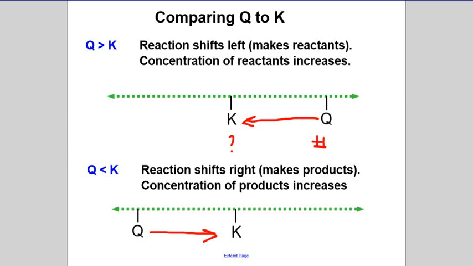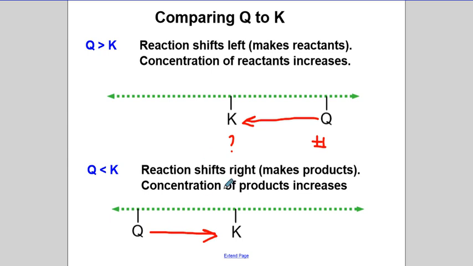So that's pretty much all there is to Q and K. Q is just a snapshot of the reaction. Here's where we are right now, which is not equilibrium. And if we know this, and we know where equilibrium is, we know what we need to do to get there. So that's all that goes into Q and K. It just talks about what this reaction needs to do.